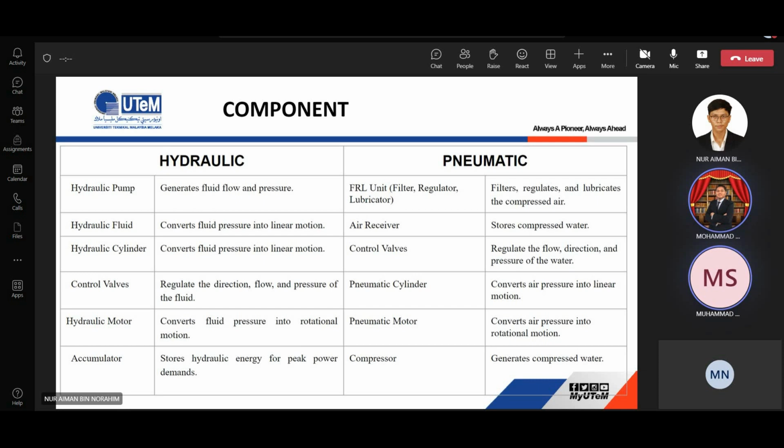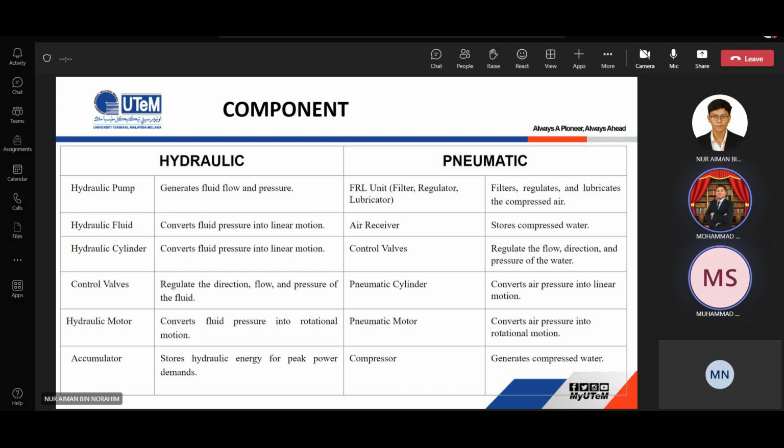I'll explain about components. For hydraulic, the pump generates fluid flow and pressure. Hydraulic cylinder converts fluid pressure into linear motion. Control valve regulates the direction, flow and pressure of the fluid. Hydraulic motor converts fluid pressure into rotational motion. Accumulator stores hydraulic energy for peak power demand.